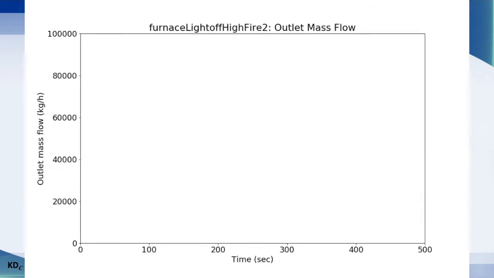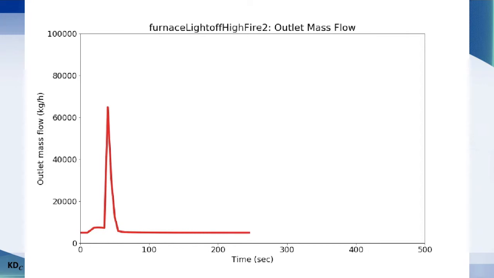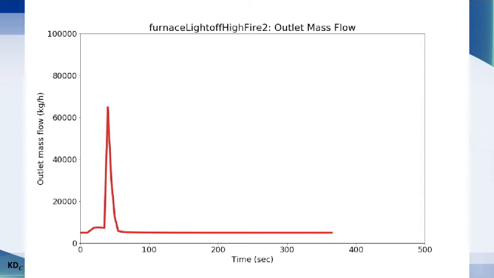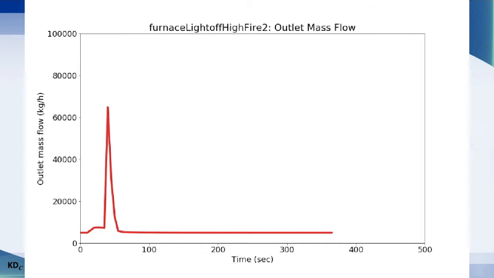Now let's take a look at how the mass flow rate through the furnace changes. Our plot of the outlet mass flow looks a little bit alarming. The outlet mass flow increases from 5,000 kilos an hour to 7,200 kilos an hour at 37 seconds, and that isn't really visible on this graph. This is because the liquid in the tubes is warming up and expanding, so the furnace is actually pushing out more liquid than is coming in.